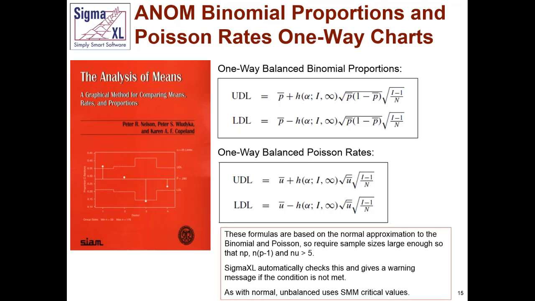If the sample sizes are not large enough, you will be given a warning message. If you see the warning message, then it's recommended that you, if possible, collect more data to get a larger sample size. And it's just at least an alert that there are some possible concerns about the normal approximation to the binomial or Poisson.